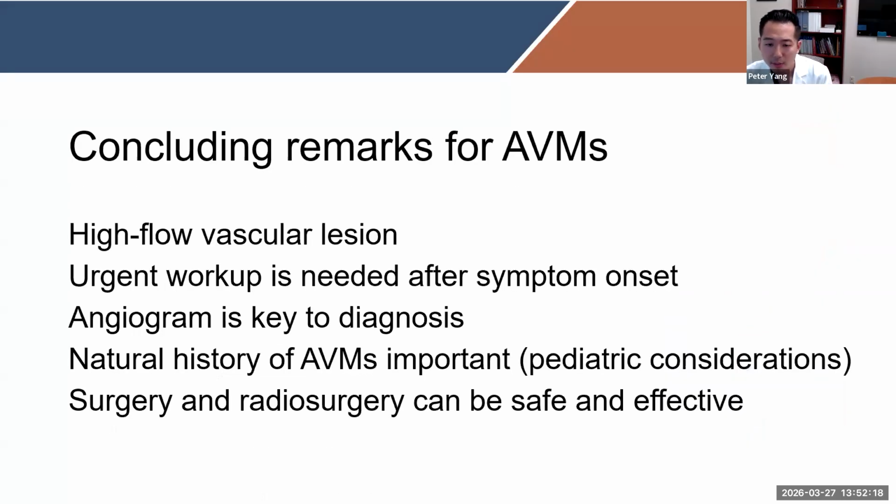In conclusion, AVMs are high-flow vascular lesions that can bleed and can at times be life-threatening. When patients are suspected of having a ruptured AVM, urgent workup and neurosurgical evaluation is needed. Ultimately, an angiogram is needed for definitive treatment planning. The natural history of AVM rupture must be weighed against the risk of surgical intervention. In pediatric patients, the expected lifespan of the patient factors into treatment decision-making.